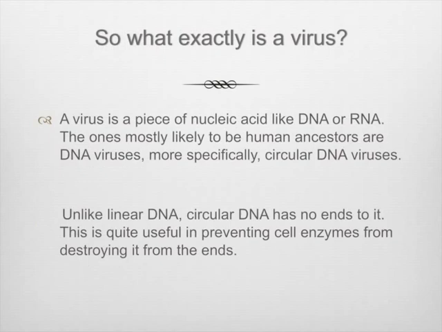So what exactly is a virus? A virus is a piece of nucleic acid like DNA or RNA. The ones most likely to be human ancestors are DNA viruses, more specifically circular DNA viruses. Unlike linear DNA, circular DNA has no ends to it. This is quite useful in preventing cell enzymes from destroying it from the ends.